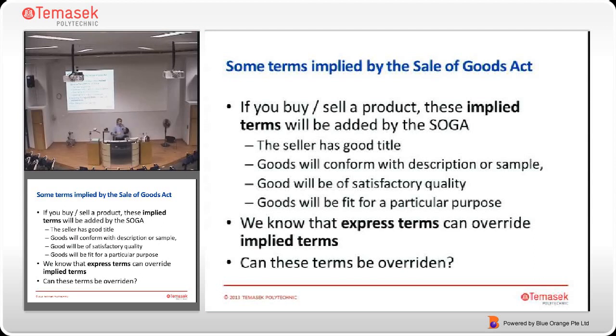So I don't sell you a product and then later on someone says, that's mine, that's not his to sell, and takes it back. Then you can sue the seller, because it is an implied term that he is the owner. He has good title. Otherwise somebody else can come and say, that's actually mine, this fella stole it from me.